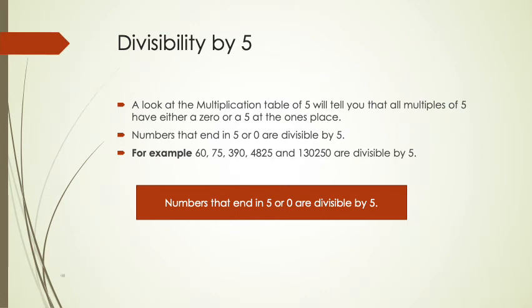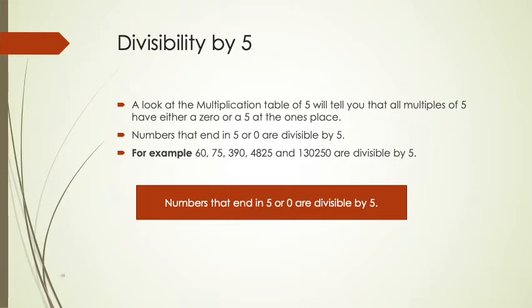Let's now learn the divisibility by 5. Children, have you ever noticed the table of 5? It consists of only the numbers whose ones place is either 5 or 0. From this, you can say that numbers that end in 5 or 0 are divisible by 5. In other words, any number whose ones place consists of 0 or 5 is divisible by 5.